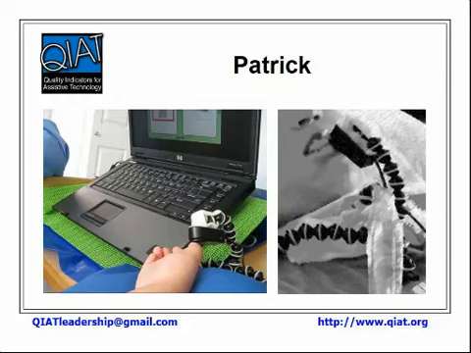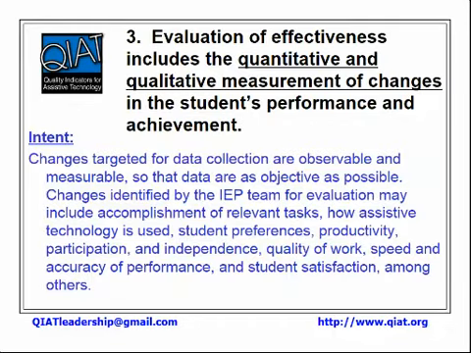And now as we move to the third indicator, that evaluation of effectiveness includes the quantitative and qualitative measures of change in the student's performance and achievement. If we talk about those two, qualitative and quantitative, quantitative data refers to the actions, behaviors, student responses, etc., that can be measured and counted. In the case of AT use, it might include factors like speed, accuracy, latency, task completion, duration, how long the child can engage in the task, and it's gathered by observing and counting specific actions, products, or movements.